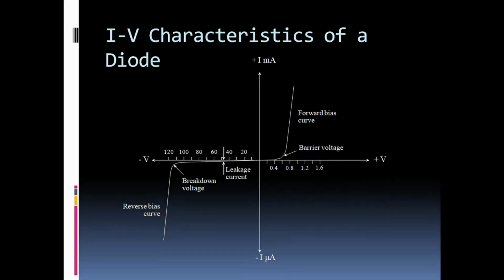Now this is the characteristic curve of a diode. This is the forward bias situation, and you can see in the forward bias situation, when the input voltage is greater than the barrier voltage, a good current can be seen through the diode. That means the diode functions as a conductor under forward bias condition.